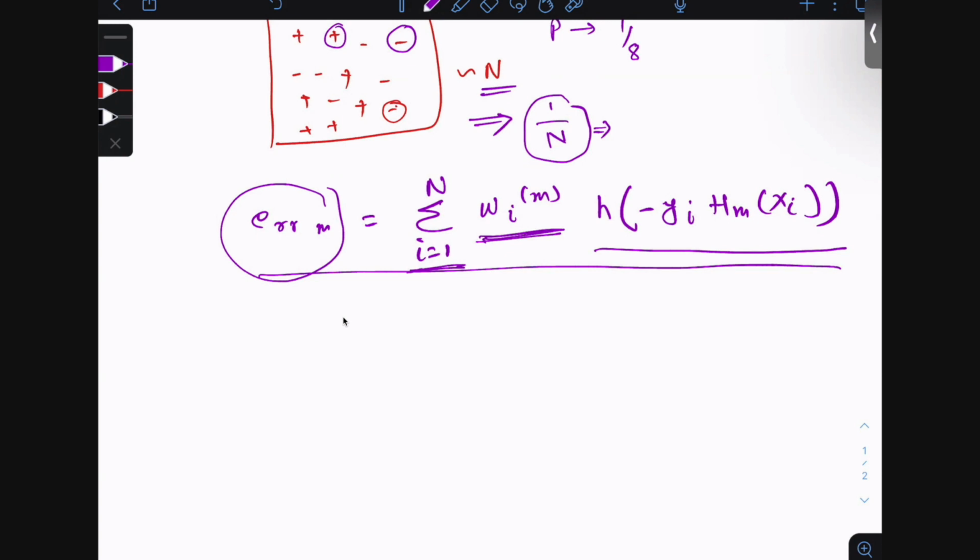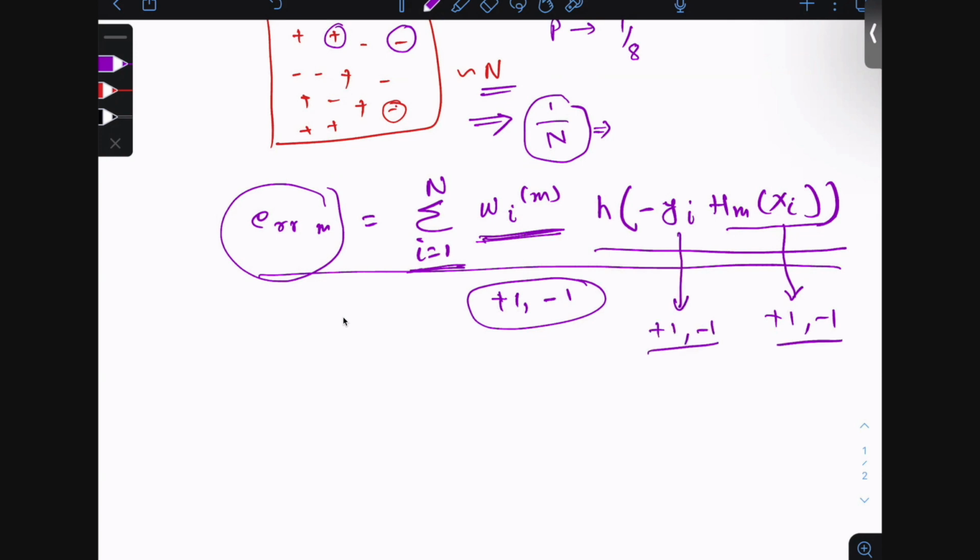Now friends, my labels are what? +1 and -1, right? These are my labels. And this is my prediction from that model. This could be either +1 or -1, and the label could again be either +1 or -1, correct? These are the only two options which can happen, correct?